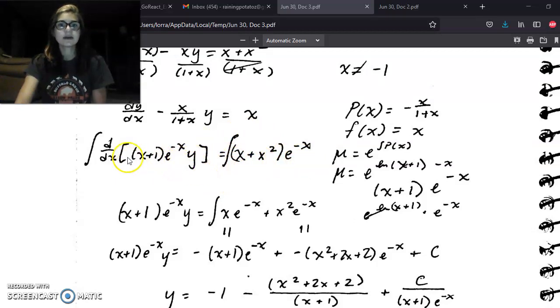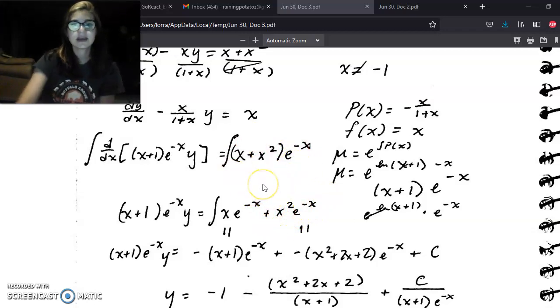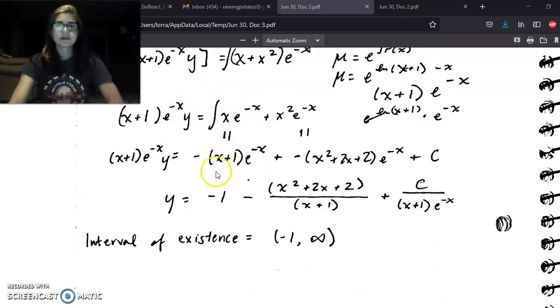And so you take the integral of both sides. So you get x plus 1 e to the negative x y is equal to the integral of x e to the negative x plus x squared e to the negative x. It just distributed right there. And then you take the integral, because of integral properties, you can integrate this separately. So you have x plus 1 e to the negative x y is equal to negative x plus 1 e to the negative x plus negative x squared plus 2x plus 2 e to the negative x plus c.